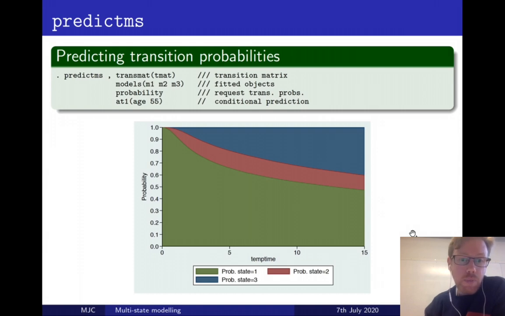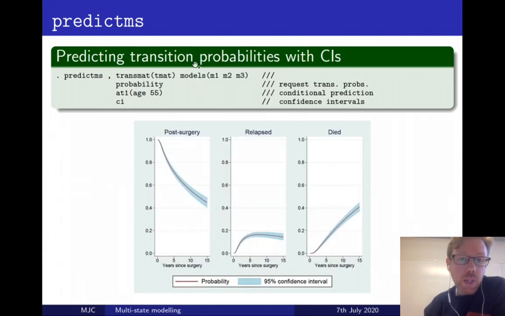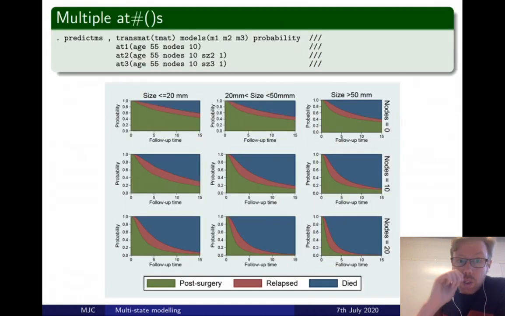Okay. If we want uncertainty, all I've added is my CI option, and off it goes and does that parametric bootstrap. And I get my uncertainty on my transition probability, so probability of being in each particular state. We can do multiple at statements in a single call, so I could specify at 1, at 2, at 3 for varying levels of tumor size at baseline. So we can see the increasing risk of death as tumor size increases.